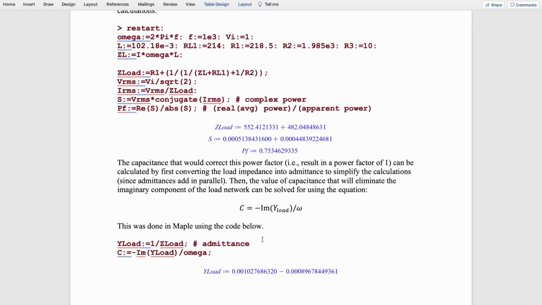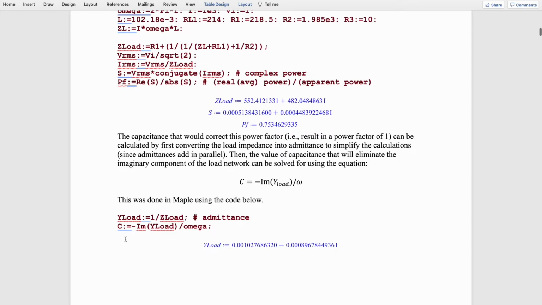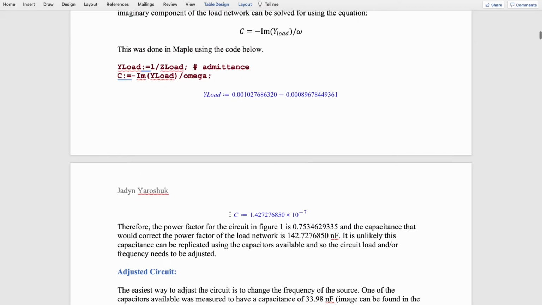To find the capacitor that, when added in parallel, corrects this power factor, this would simply be where the imaginary part of the impedance of the capacitor cancels out the imaginary part of the impedance of the load. And so, since we're working with admittances, this was done since admittance adds in parallel. The admittance of a capacitor is just j omega C, and then isolate C divided by omega. And so the capacitance should be equal to the negative imaginary part of the load admittance divided by omega.